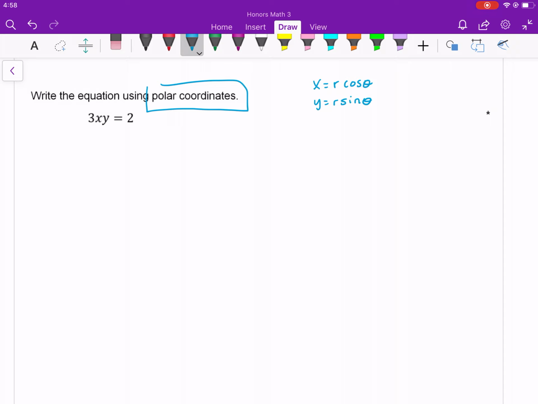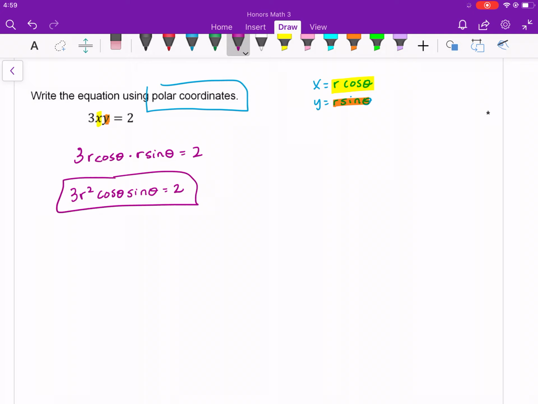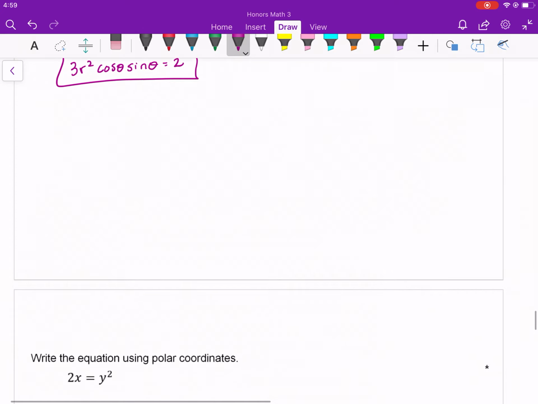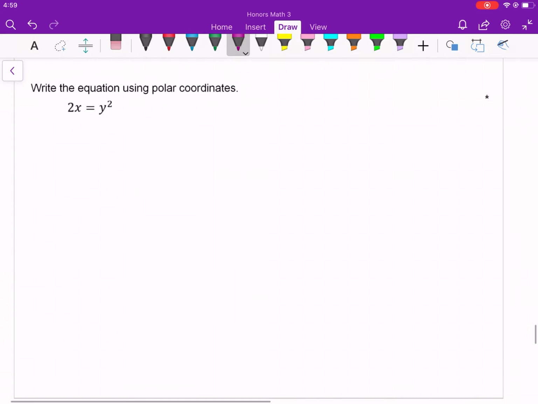So the reason this isn't too hard is because we just need to do a little substitution for our x and our y and we're good to go. So we've got 3 times r cosine of theta times r sine of theta, and that's equal to 2. And I'll just clean that up. So 3r squared cosine theta sine theta equals 2. I just cleaned it up by multiplying the r's together. Nothing too crazy.